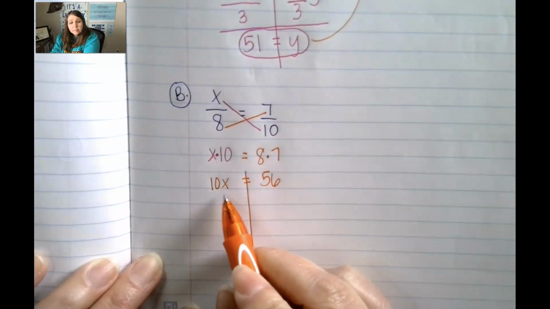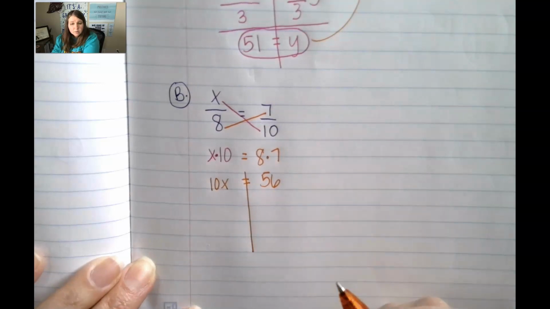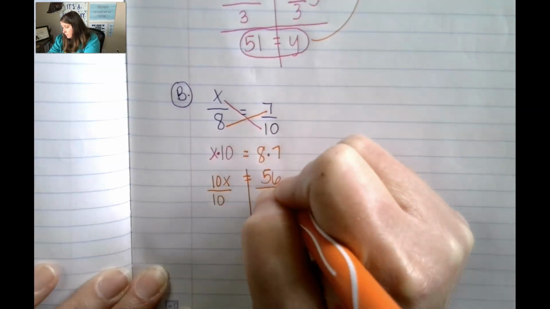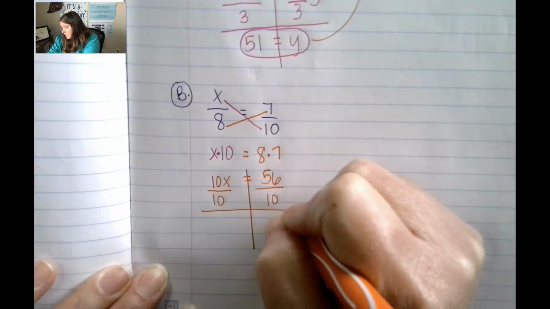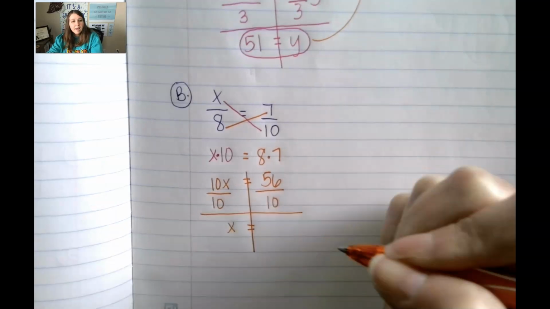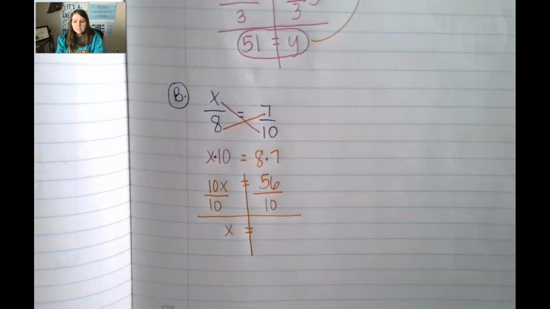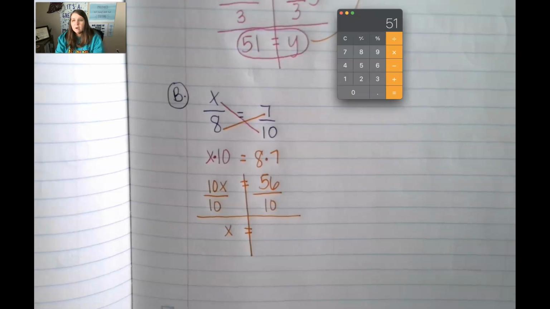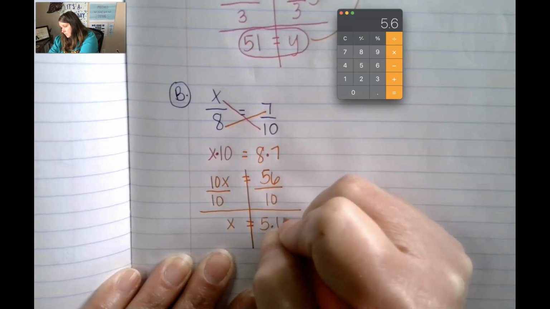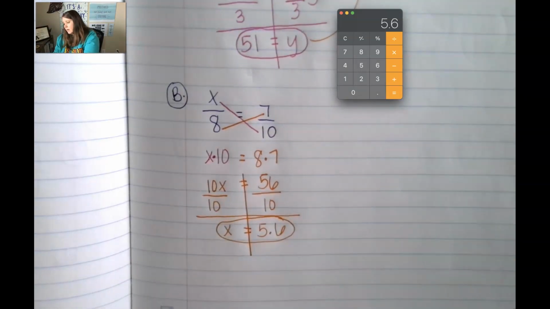Okay, right now we have multiplication. So to undo multiplication, we have to do the opposite operation, which is dividing. So we're going to divide by 10 to keep it balanced. So this gives us x equals 56 divided by 10, which is 5.6. And we can always just double check that on our calculator just to make sure. But usually that just means that we're moving a decimal point one place because of the 10. So 56 divided by 10 is 5.6.